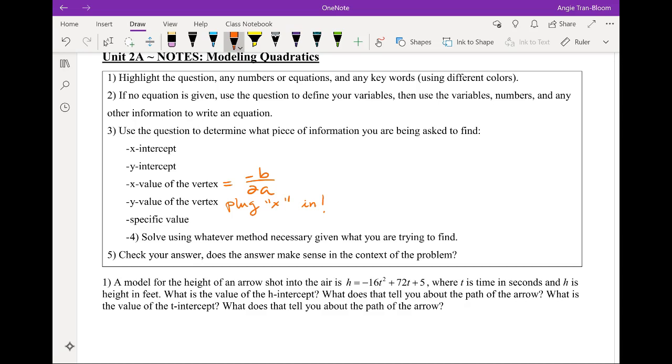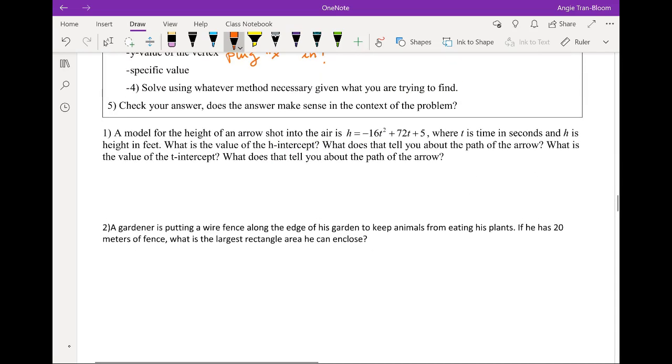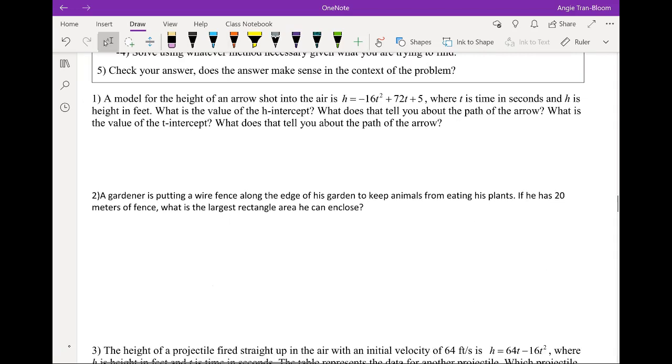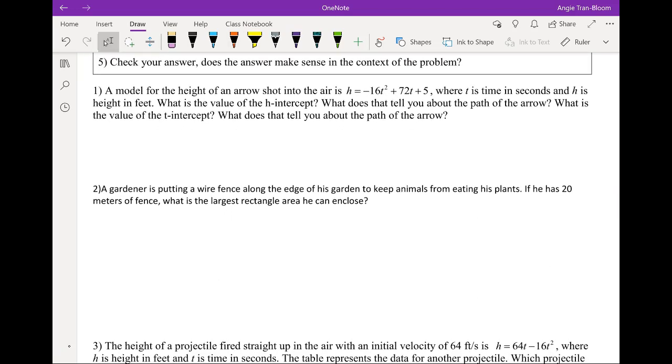Then Grace, can you help me with number 5, please? Check your answers if the answer makes sense in the context of the problem. Perfect. Hey, get your calculator ready. There's lots and lots of big numbers. If you don't have a calculator, go borrow one. You don't need a fancy one. Just a basic calculator so we can do some basic math.